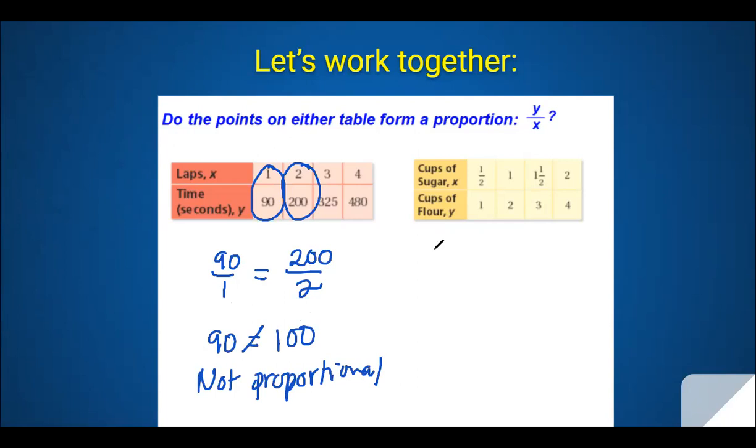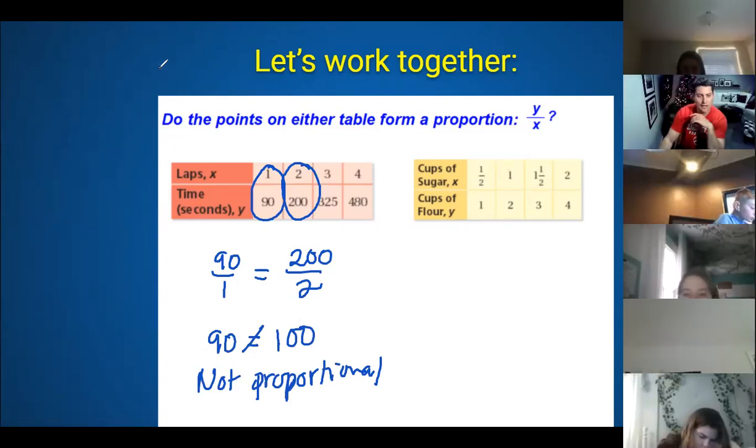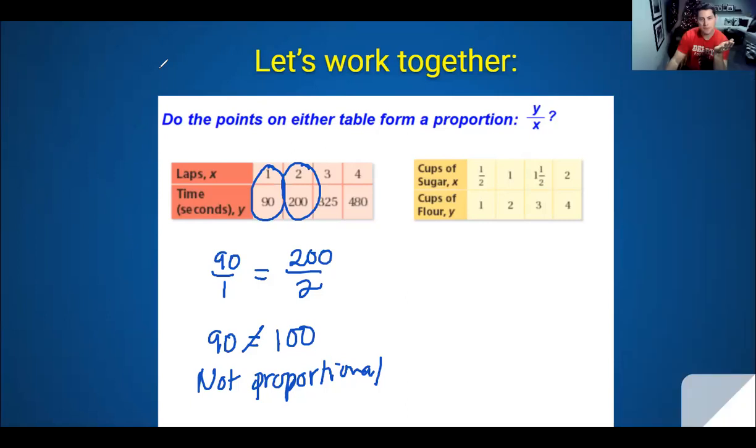All right, let's jump on over here to the other table. Pick any 2 points in this table and let's see if they form a proportion. All right, I'll let you choose, audience. What do you think? Riley Kaplan, what 2 points do you want to grab from this table on the right to see if they're proportional? 1/2 over 1 and 2 and 4. All right, so we'll choose these two. And so we'll do y over x. So this first point, we'll do 1 over 1/2. And we'll see if that is equal to 4 over 2.